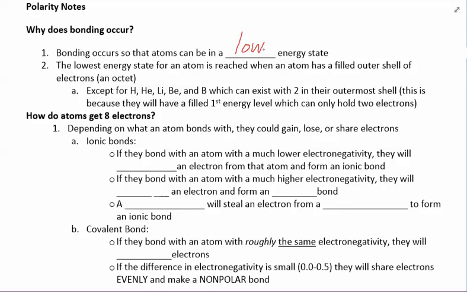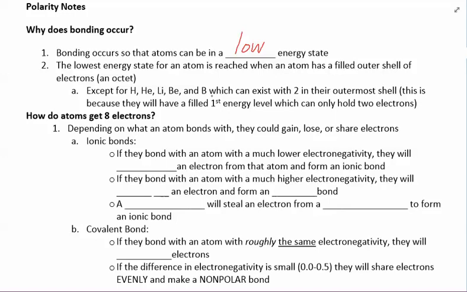So the lowest energy state for an atom is reached when an atom has a filled outer shell. For most things, it's a full octet, with the exception of hydrogen, helium, lithium, beryllium, and boron, which can exist with 2 electrons in their outermost shell and have full stability. And that's just because their first energy level can only hold 2 electrons. So depending upon what atom bonds with, they can gain, lose, or share electrons.